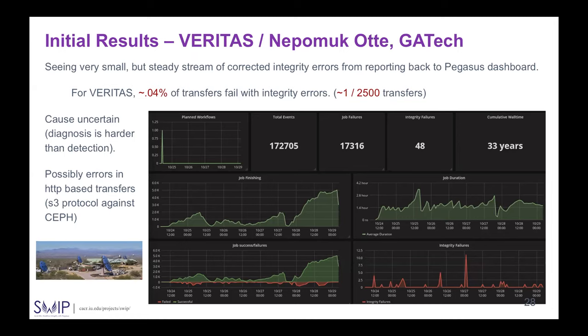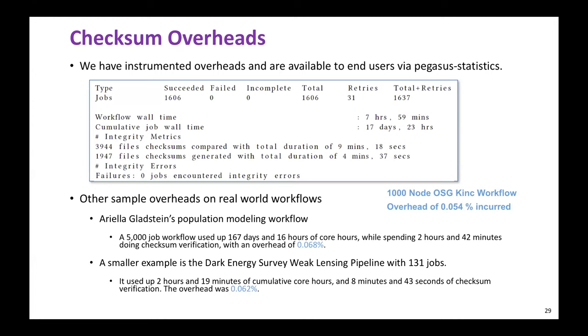We have also been seeing a steady stream of integrity errors for another workflow called the Veritas workflow, where it happens in a pattern: about one in 2,500 transfers encounters integrity failures. And we don't know the cause of this. The workflows are running fine because of the retries, but we realize that detection is easy, while diagnosis of why it happened is much more difficult. In this case, we suspect there might be errors in the HTTP-based transfers that this Veritas workflow does, might be in the S3 protocol. So these errors are happening in the wild, and Pegasus integrity checking is really helping scientists move past those errors.